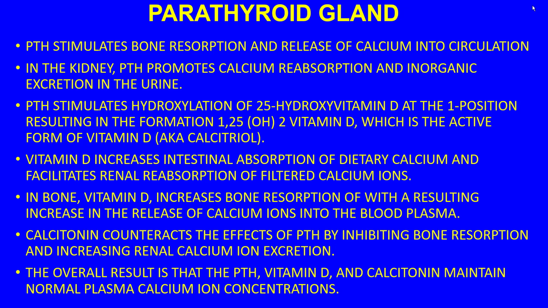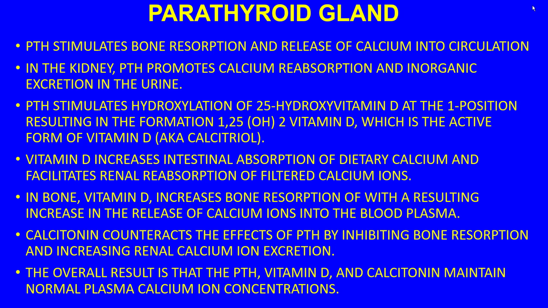PTH stimulates hydroxylation of 25-hydroxy vitamin D. Now, this is a hydroxylation that occurs at the 1 position. This results in the formation of 1,25-dihydroxy vitamin D, which is the active form of vitamin D. It's also called calcitriol. Now, vitamin D increases intestinal absorption of dietary calcium and facilitates renal absorption of filtered calcium ions.